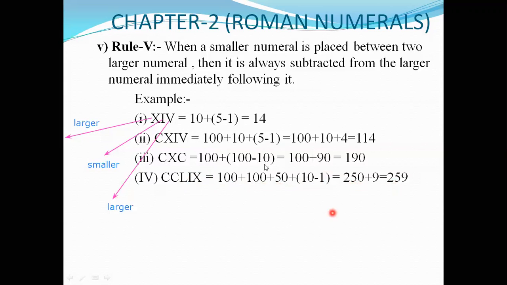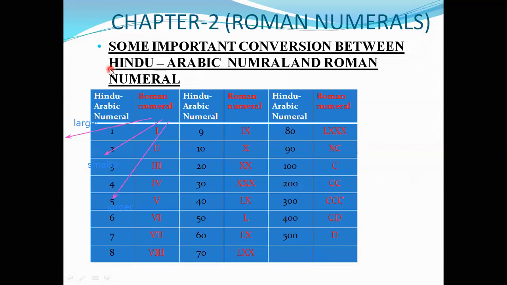Now, when we go to the next slide, there is an important conversion between Hindu-Arabic numerals and Roman numerals. Here are the Hindu-Arabic numerals 1 to 8, and 70 and 80. We write 400 in this way, 500 in this way, 200 in this way. With the help of this chart, we can write any Roman numerals in an easy way.